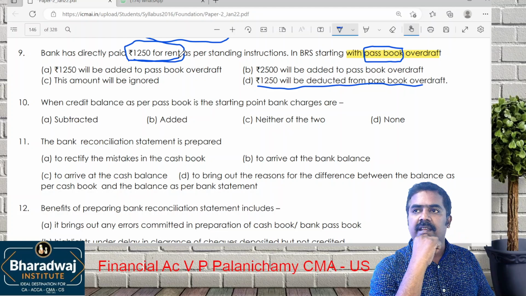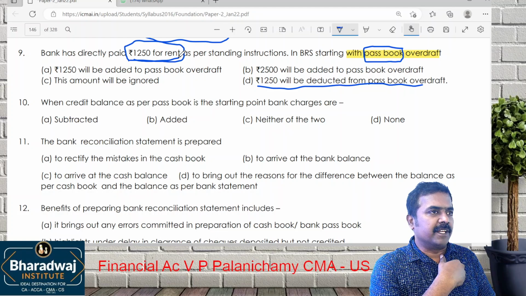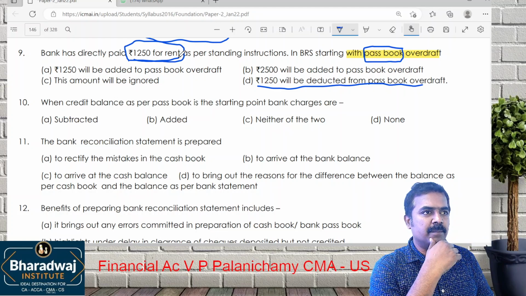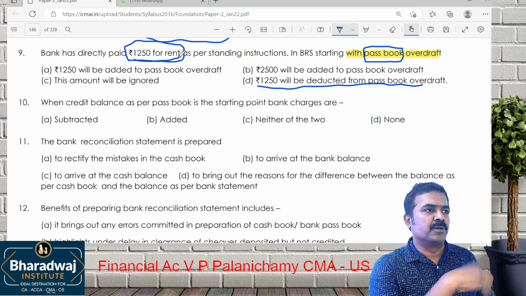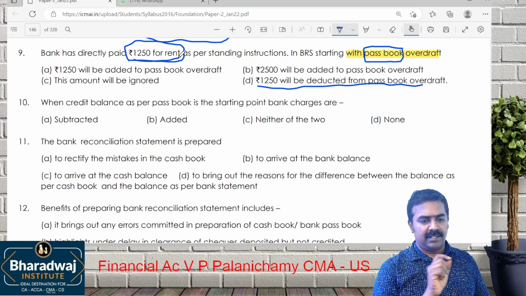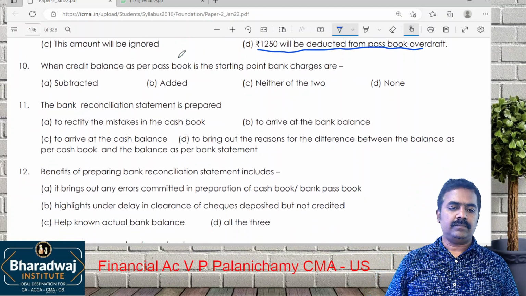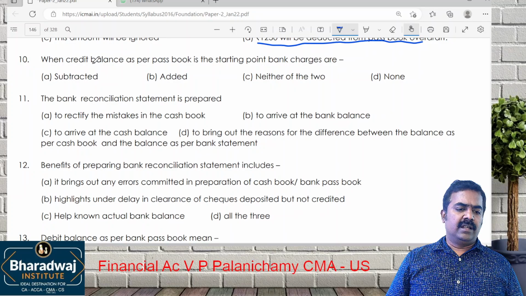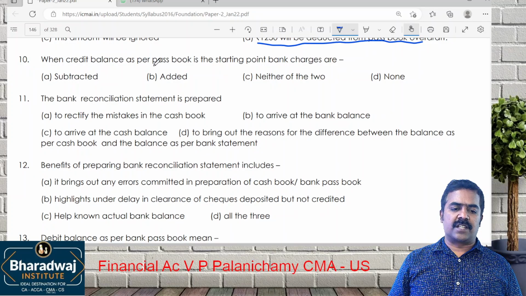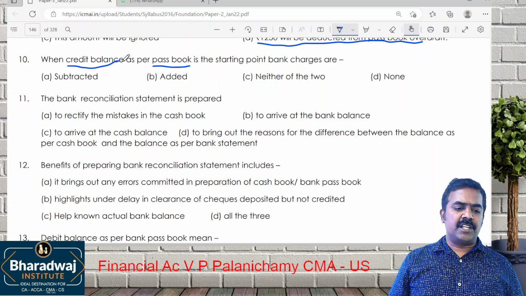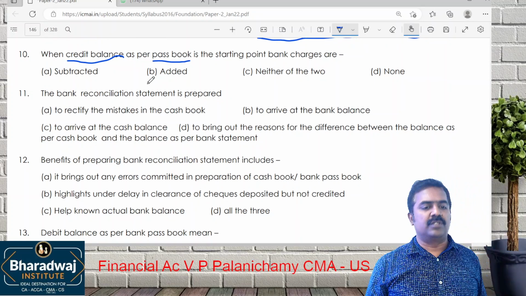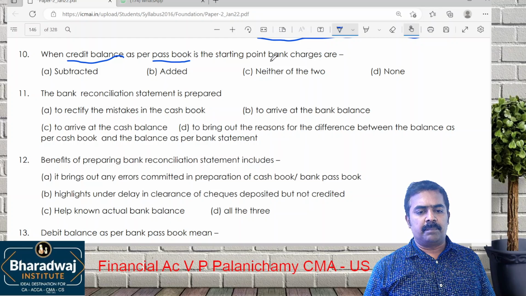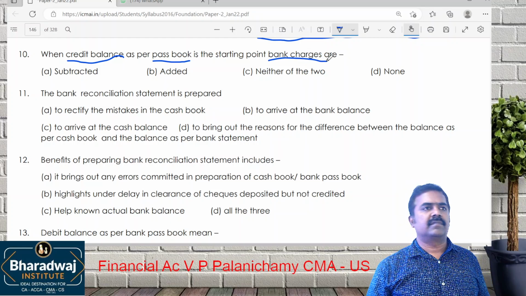So answer is D. We have deducted, the customer has not deducted. Passbook is a starting point. Now what should we do? Add. Since OD is a starting point, what to do? Less. Then credit balance as per passbook is a starting point. Credit balance means normal balance or OD balance? Passbook credit balance, and a debit balance, nothing. Normal balance. Okay. Bank charges are, wait.